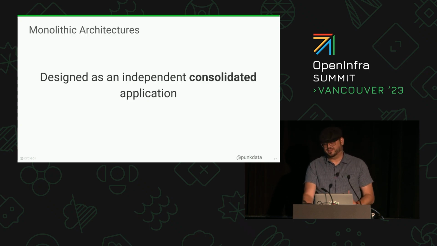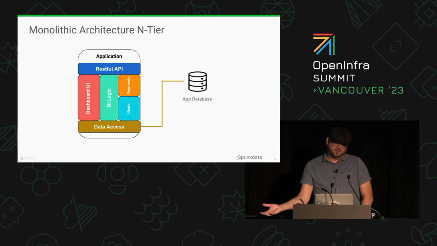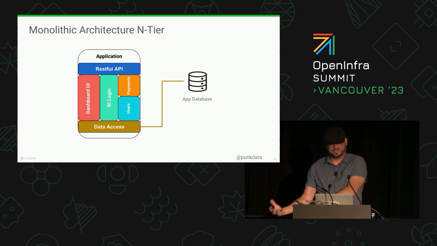They're designed as an independent consolidated application. We all know this, starting from the mainframe, kind of one of the OG architectures. And then we move into probably around 1996 to 1998, when we started pairing up our websites with databases and storing persistence in databases. But that requires a lot of different services.